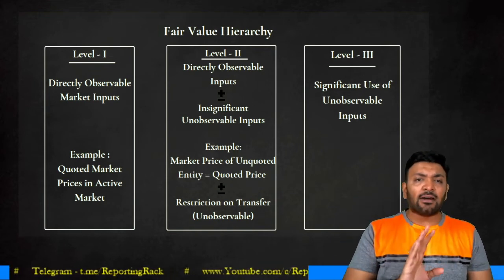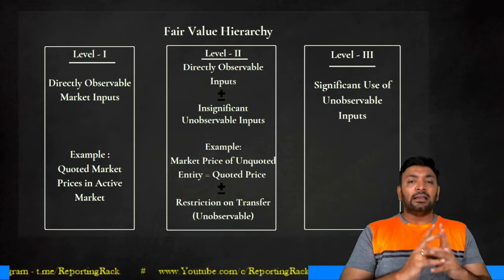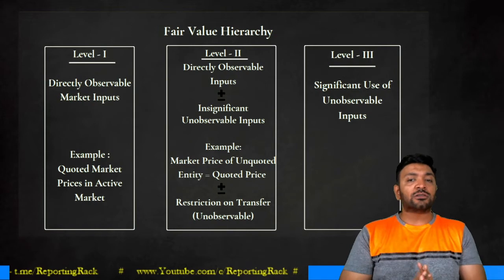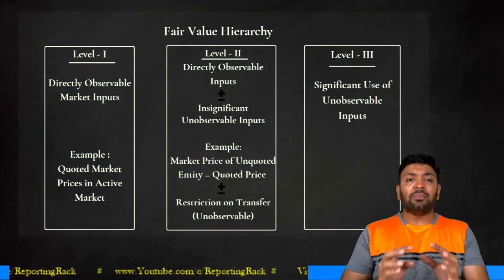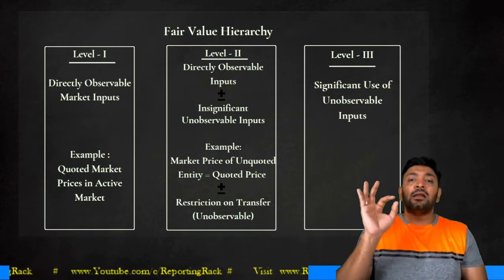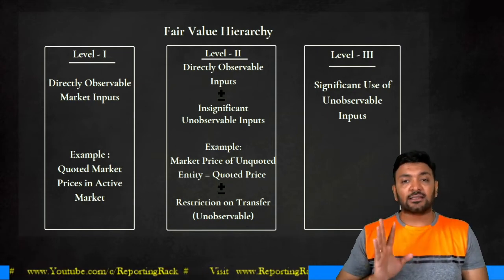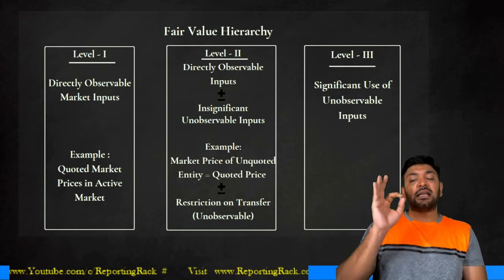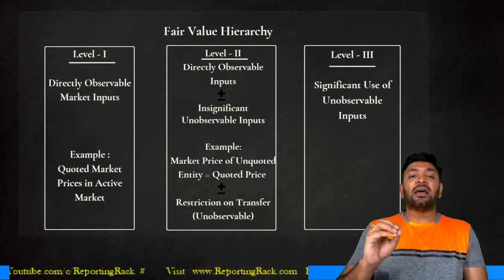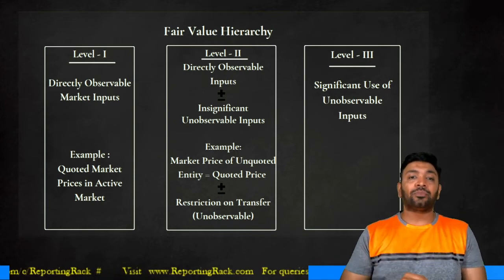So what is the level 1 hierarchy? Directly observable market price, directly observable market inputs. An active market exists, and I'm directly determining the fair value based on market observable factors. Like the example I gave you of the market price of Infosys. The market price of Infosys is a directly observable input, therefore highest reliability, therefore classified as level 1.